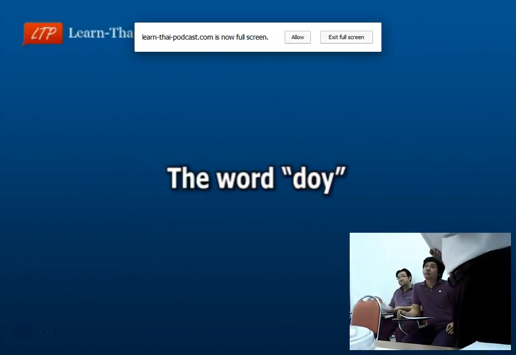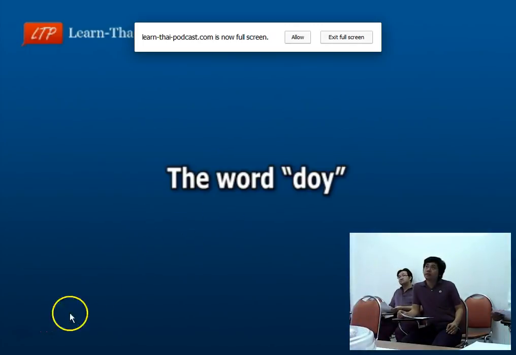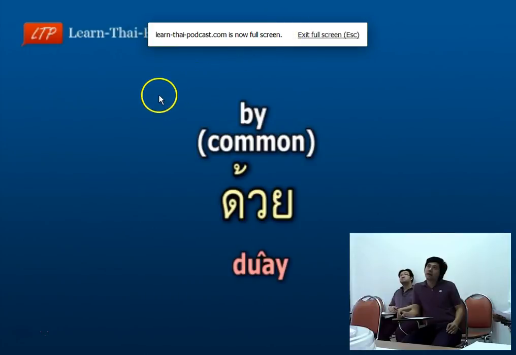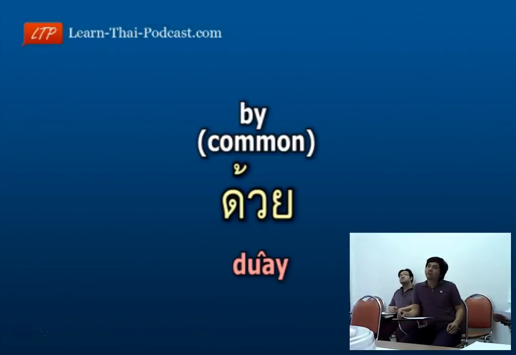Let's begin with the word "โดย". The word "โดย" means "by". Let's go together. By. It is usually used in formal situations or in written text. In everyday conversations, it's more common to use the word "โดย", which also means "by" when you talk about a cause of a certain action. Both words are used as prepositions.